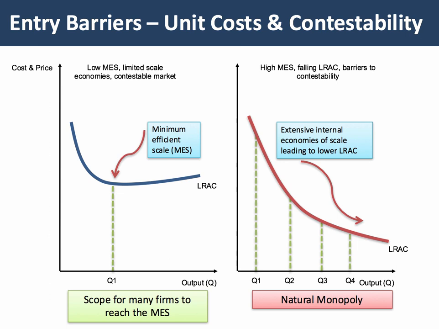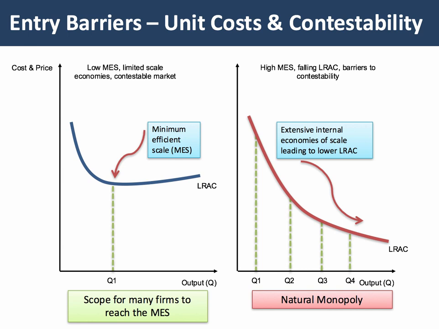Here's again another way of showing this cost advantage. On the left hand side we draw a cost curve, a long run average cost curve, where the minimum efficient scale is a relatively low level of output compared to the size of the market. In this situation there are barriers to entry, but they're low, and there's room for many firms to reach the minimum efficient scale. You expect to see a competitive industry.